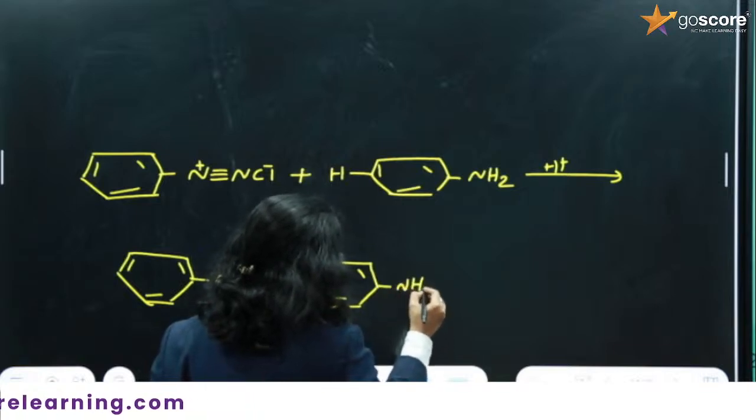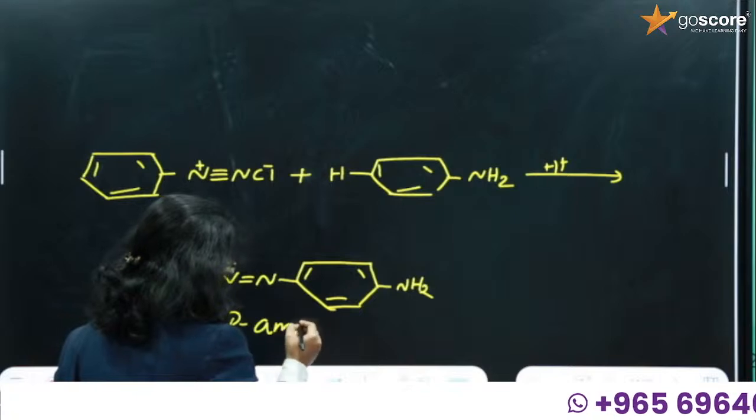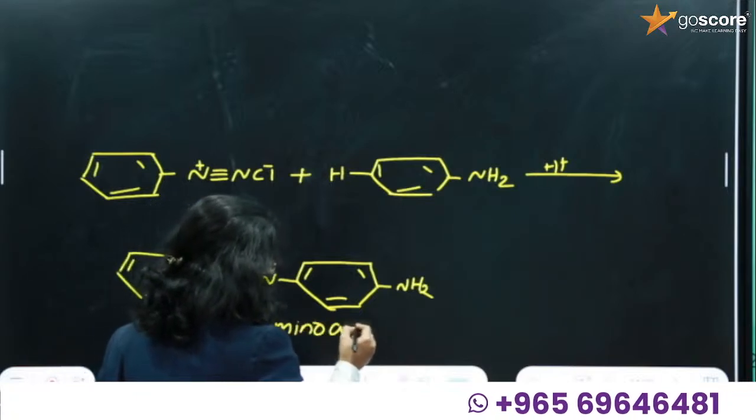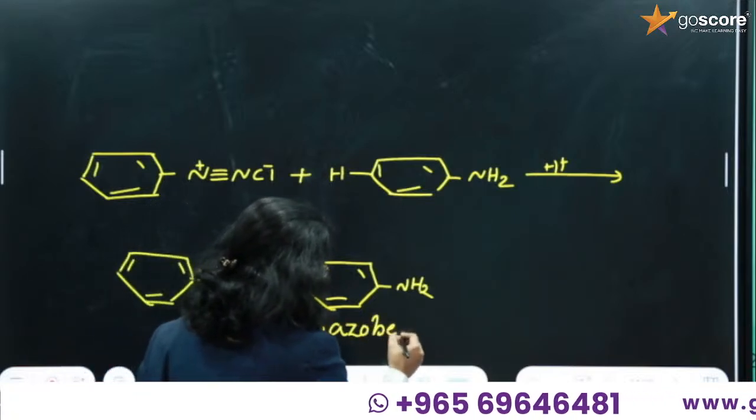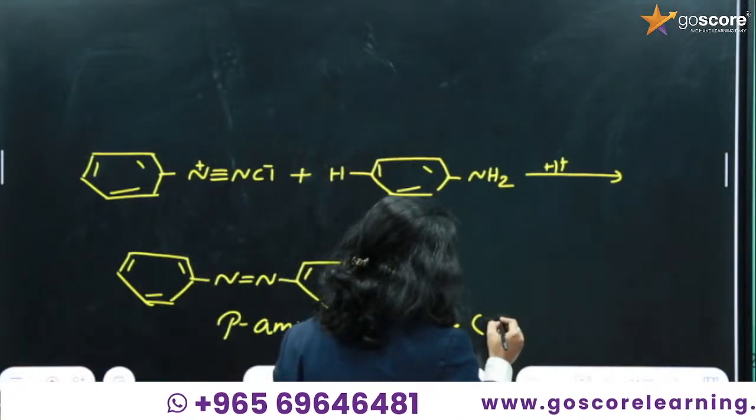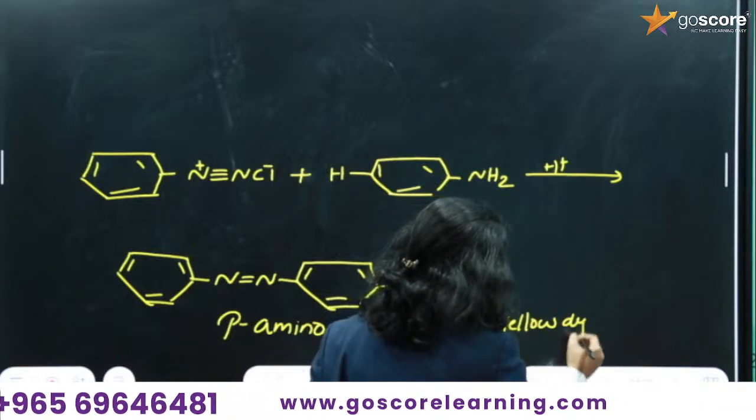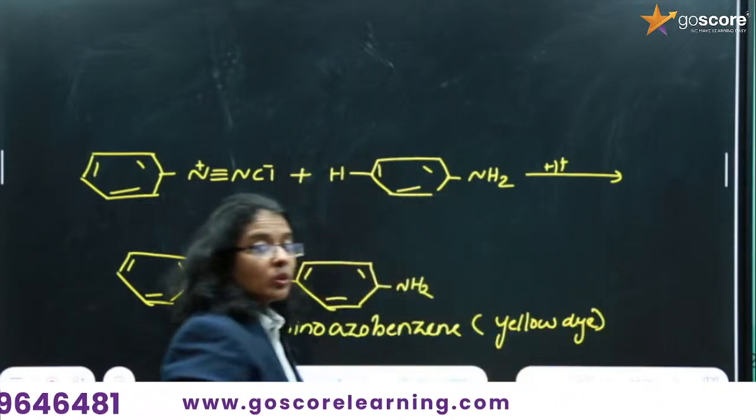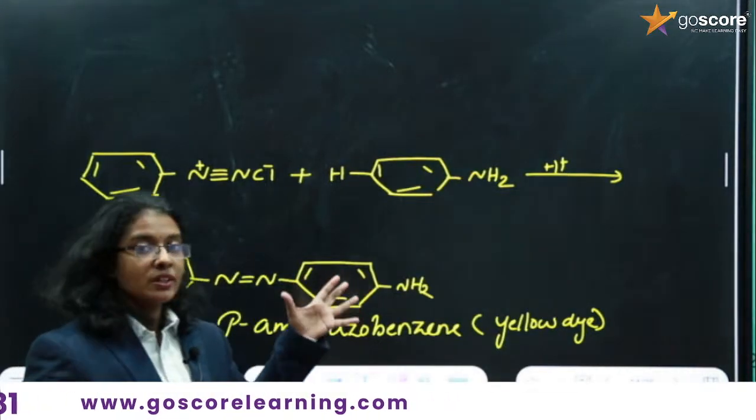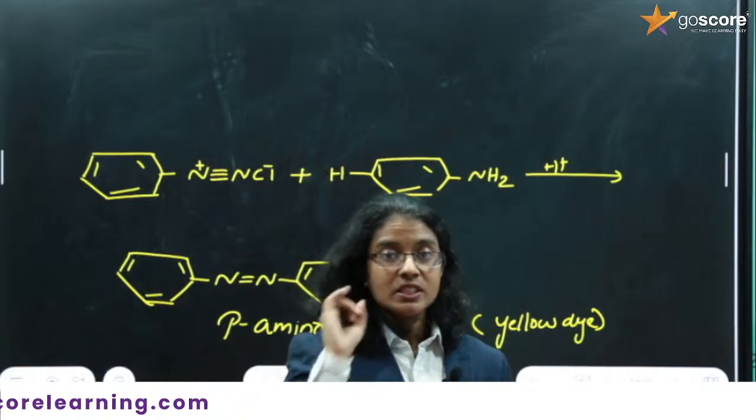NH2. So this is para amino azobenzene. That is yellow dye. Yellow dye will be obtained. From this, you can confirm that the compound is aromatic primary amine.